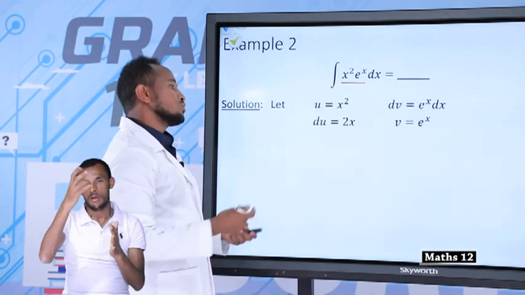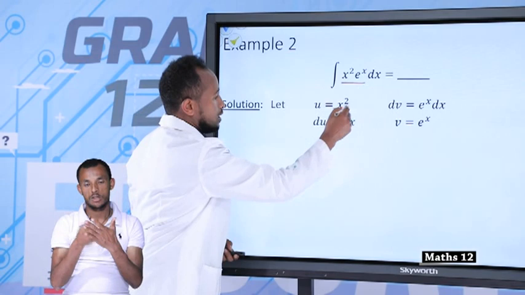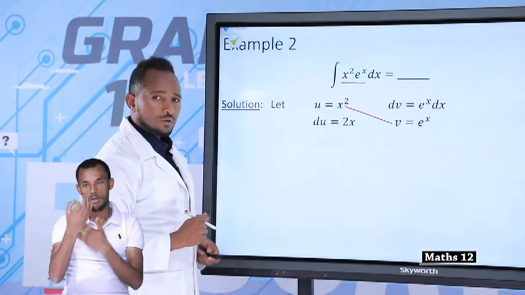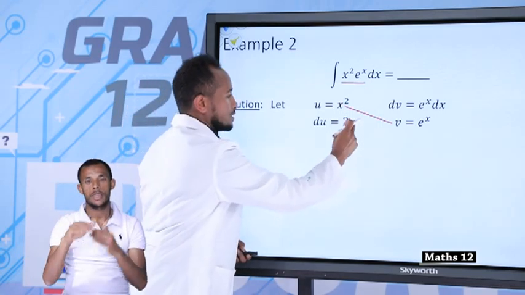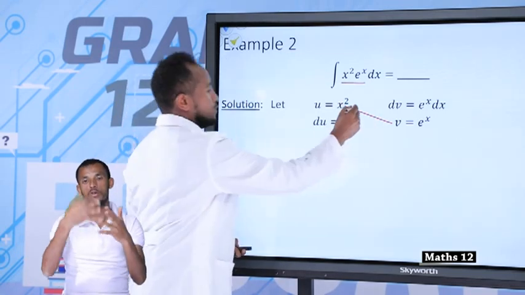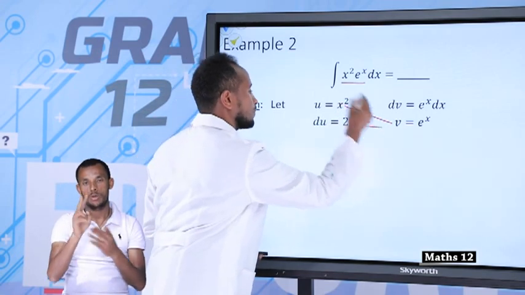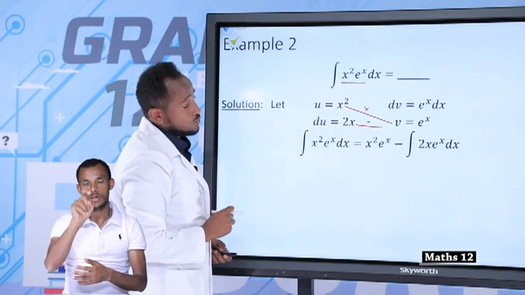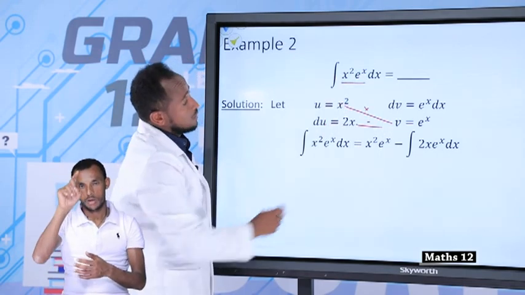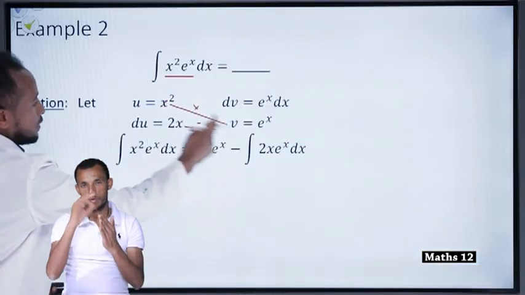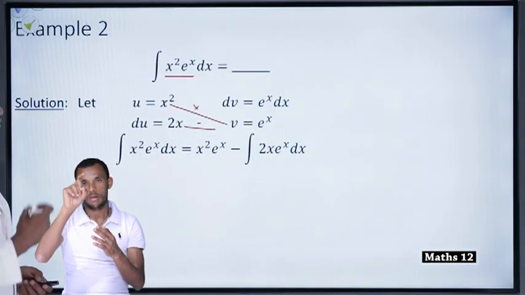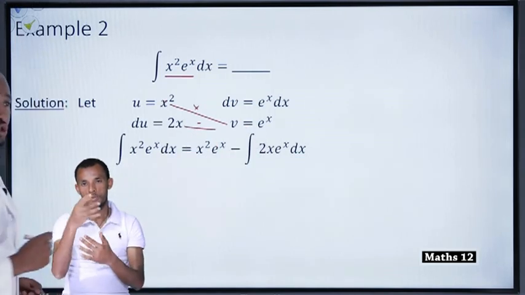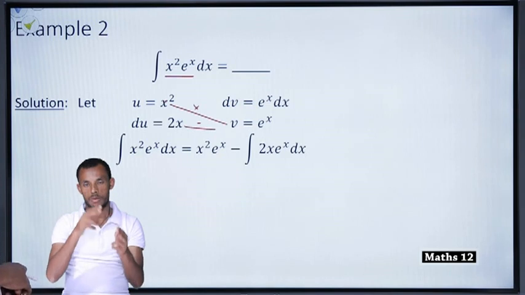So applying the formula of integration by parts, take the product of the two and then subtract the integral of the product of the two. Therefore, the integration of x squared e raised to x dx will be equal to the product of x squared and e raised to x, minus the integration of the product of the two, that's 2 times x e raised to x dx.